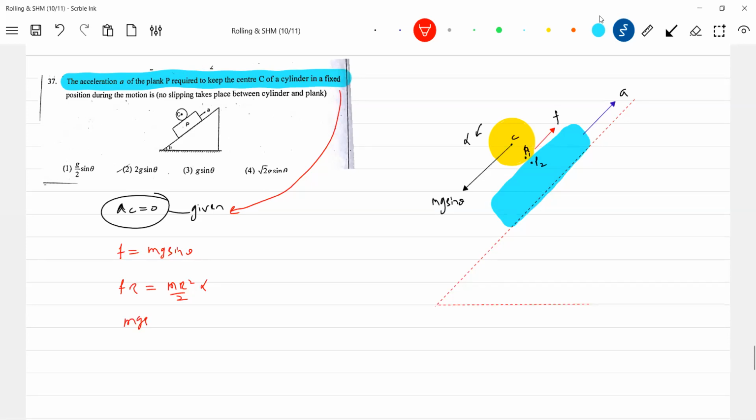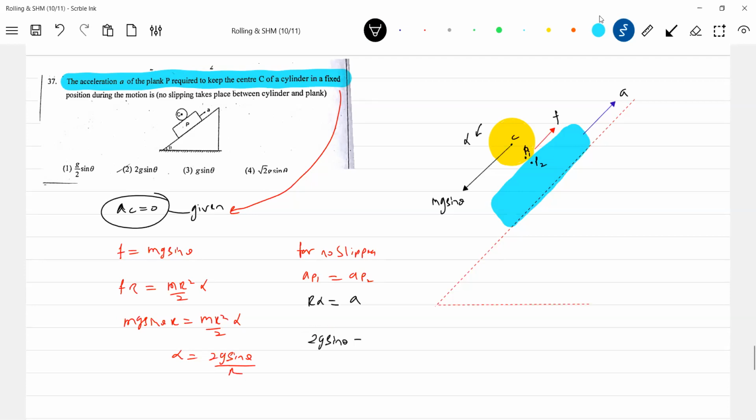So alpha is equal to 2g sin theta by R. Then for no slipping, the acceleration of point P1 should be equal to the acceleration of point P2. The acceleration of point P1 is R alpha, and the acceleration of the plank is A. That isn't given, no? So R alpha should be equal to 2g sin theta. This is our answer.